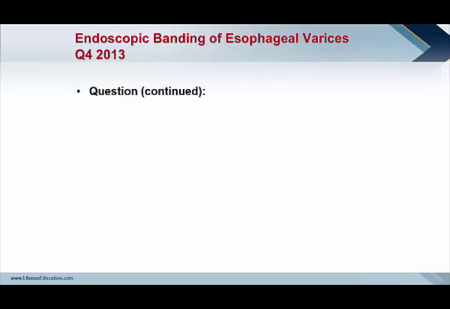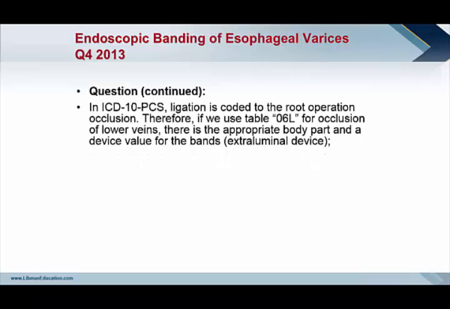The questioner goes on to point out, in ICD-10 PCS, ligation is coded to the root operation occlusion. Therefore, if we use table 06L, and you recall from your training that 0 is the med-surg section, 6 is lower veins, and L is occlusion. If we use 06L for occlusion of the lower veins, there is the appropriate body part and a device value for the bands. I want to stop right there and say one of the questions everyone has is, you're talking about the esophageal vein, why would it be classified as a lower vein?